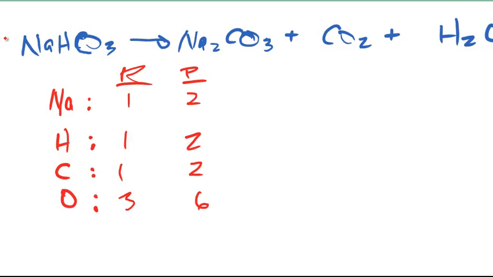So let's try, we're going to put a 2 here, 2 coefficient. Now remember, the coefficient applies to every element in that compound. So we have 2 sodiums, 2 hydrogens, 2 carbons, and 2 times 3, which is 6 oxygens. So there you go, one coefficient and everything falls into place. So that's your balanced chemical reaction. Okay, let's clear the board, move on to the next one.